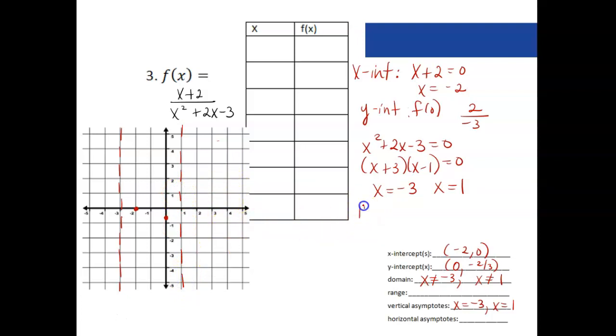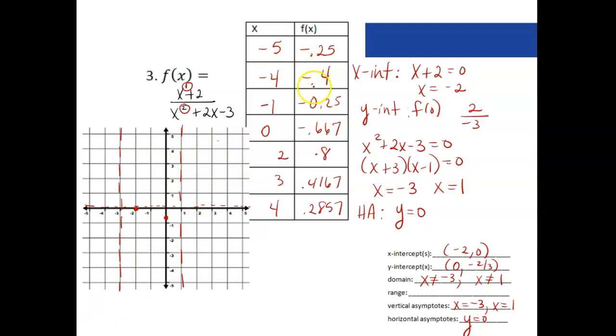Okay, my horizontal asymptote, I'm going to look at the degree of the numerator and the degree of the denominator. So the degree of the numerator is 1, the degree of the denominator is 2. So because the numerator degree is less than the denominator degree, my horizontal asymptote is going to be y equals 0. So I'm going to come across here at 0 and put that in. Okay, so from here we're going to fill in the table.